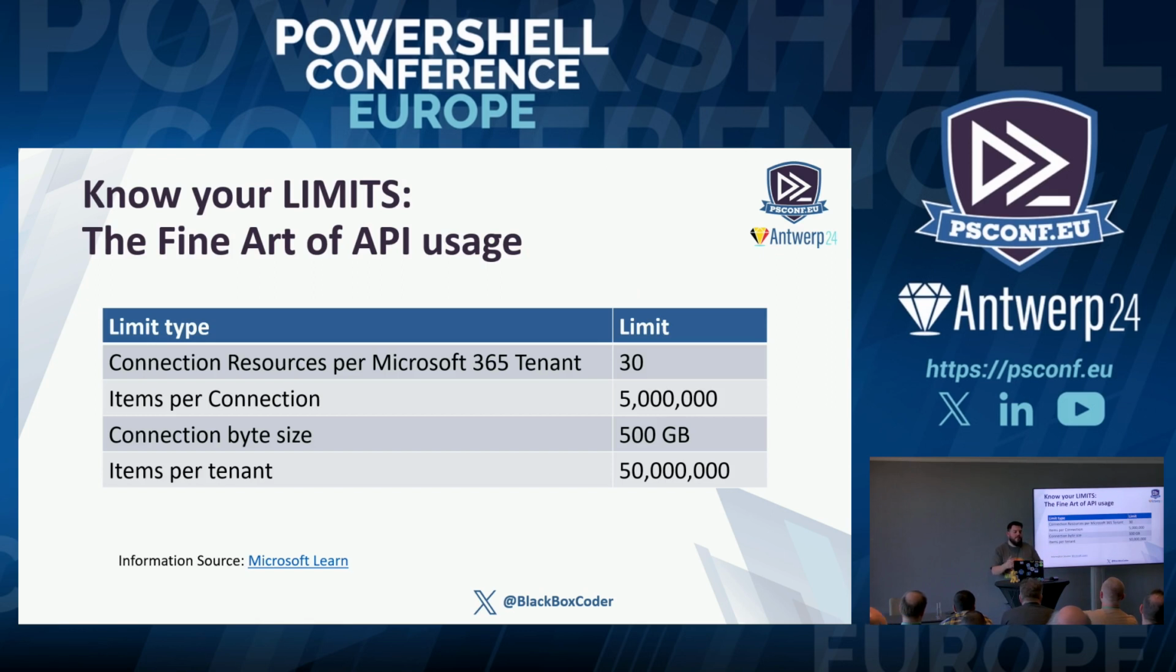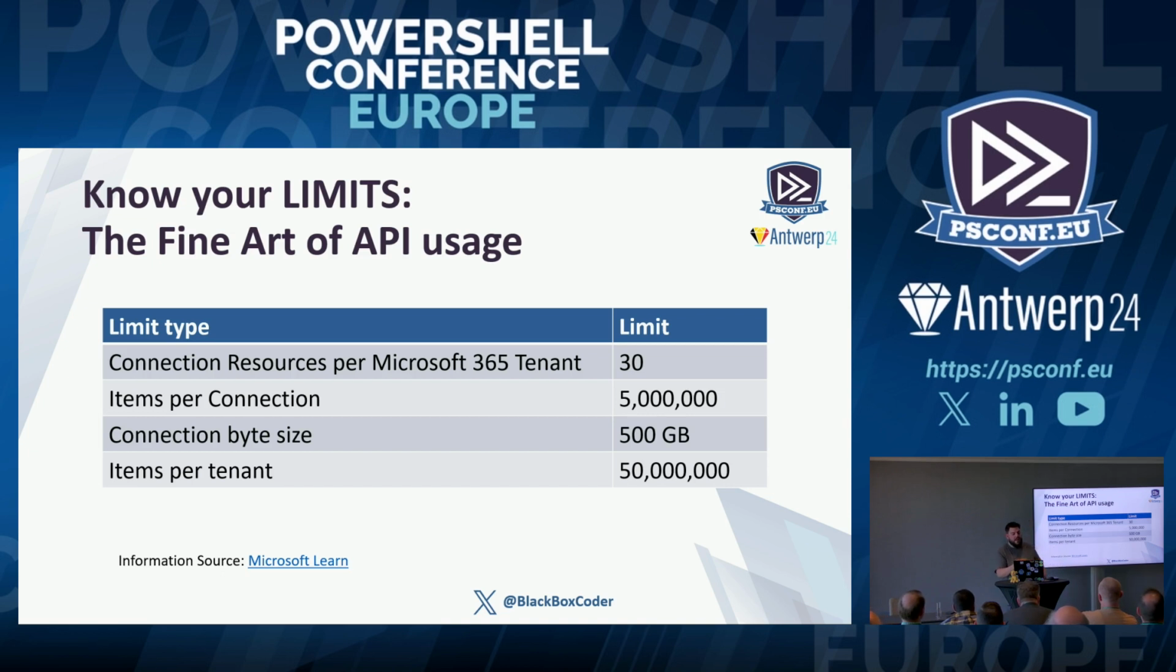So when we talk about custom Graph connectors, we talk about connection resources per Microsoft. We can have 30 custom Graph connectors. You could increase the limit, but you have to get in touch with Microsoft beforehand and have a really good reason why you need more than 30 of those.